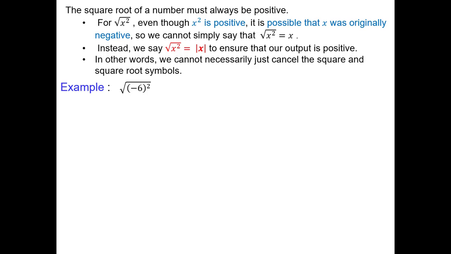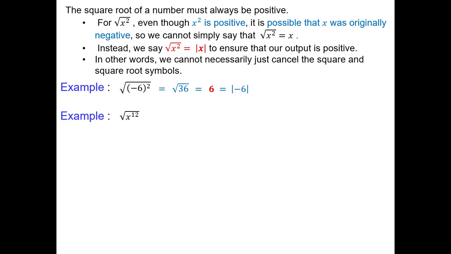If you were able to just cancel the square root and the square, we would say that this answer is negative 6. But the square root symbol implies that the answer is always positive, and therefore what we have to do first is recognize that the square root of negative 6 quantity squared is really the square root of 36, which is 6. So what we could have done is canceled the square and the square root as long as we recognize that it's the absolute value of that quantity.